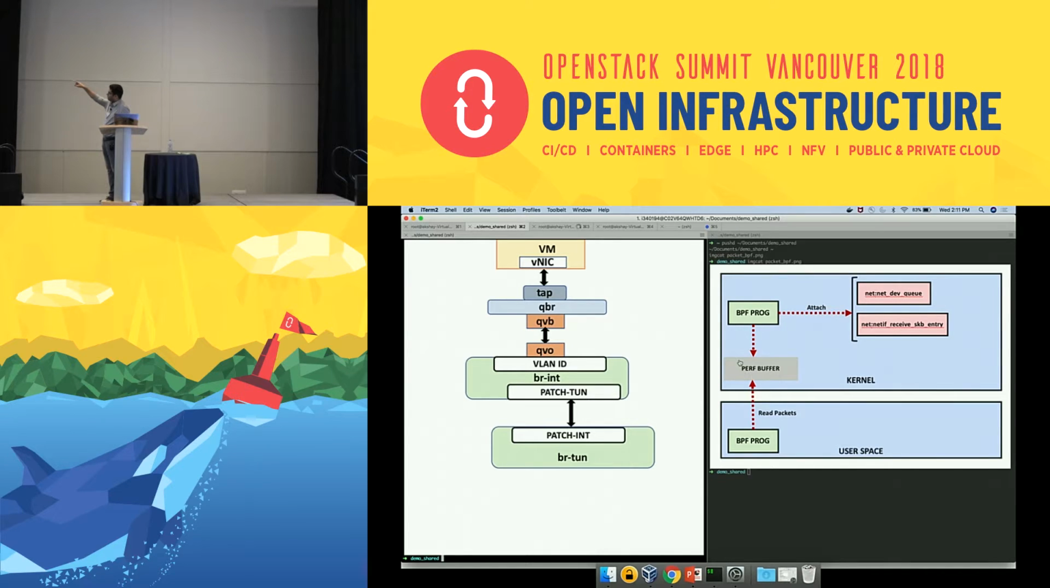So we are basically attaching our probes to these two events that are there in the kernel. In the networking category, we have net_dev_queue and netif_receive_skb_entry. SKB is just the sk_buff. That is the basic data structure that the kernel uses to transfer packets. And then we have a user space BPF program that just reads the data from the perf buffer that is there.